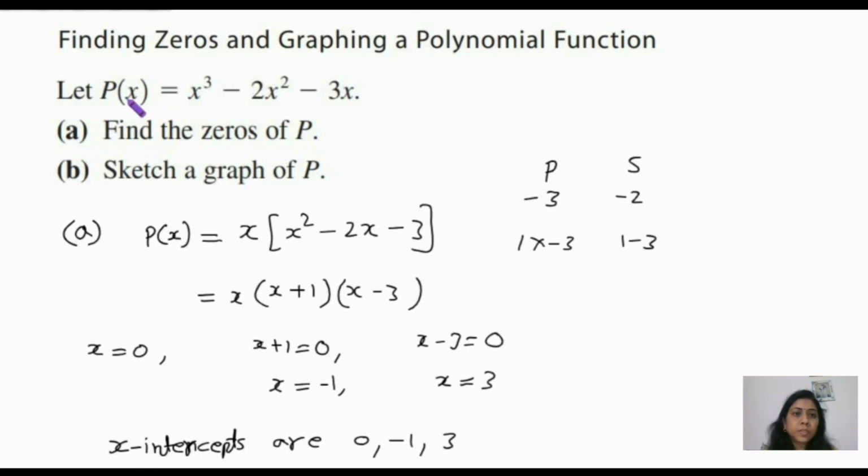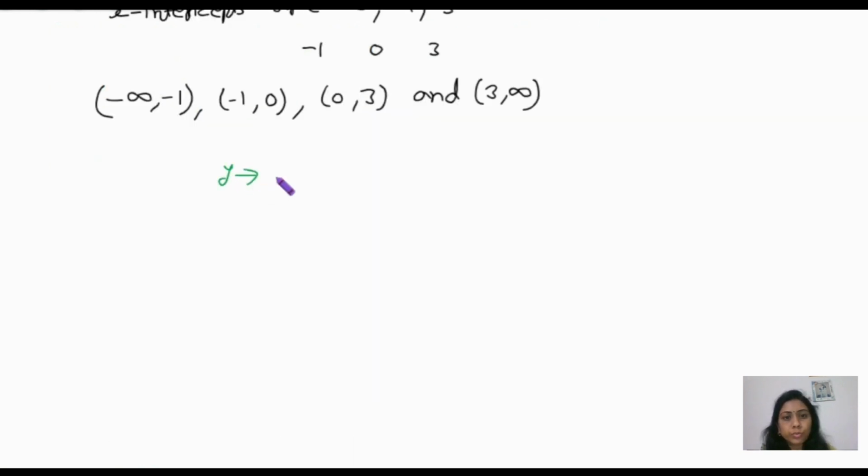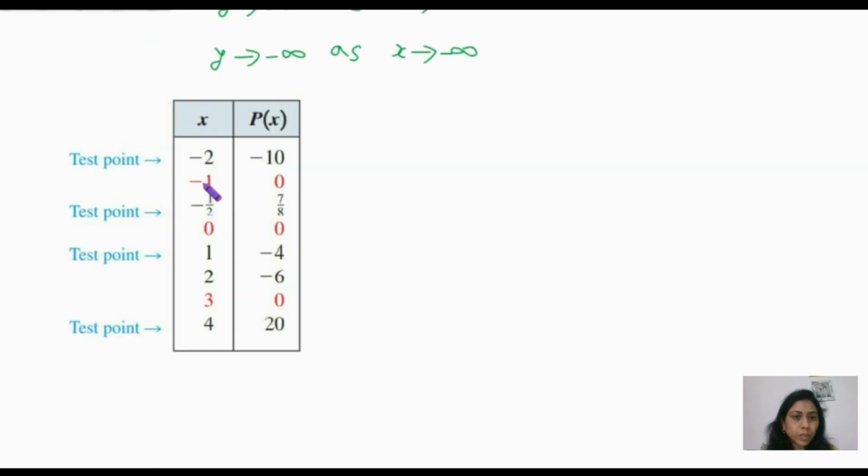Okay. And can you see here, this polynomial's degree is 3, because the highest power is 3, which is odd. And here the leading coefficient is positive. So our graph looks kind of like this. Okay, so the end behavior is y tends to infinity as x tends to infinity, and y tends to negative infinity as x tends to negative infinity. Okay, so here the zeros are at -1, 0, and 3. When we put these values, P(x) is 0, it means these are x-intercepts or zeros.